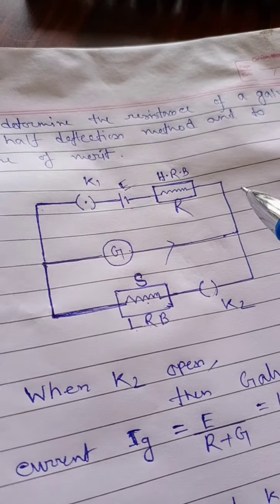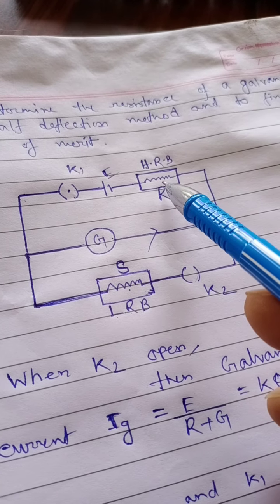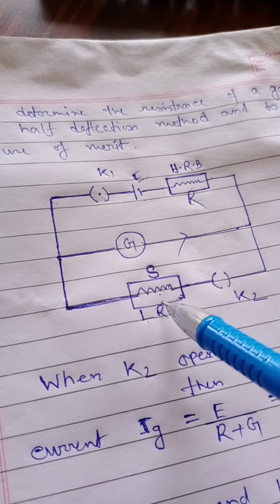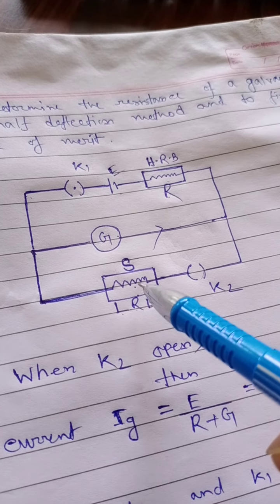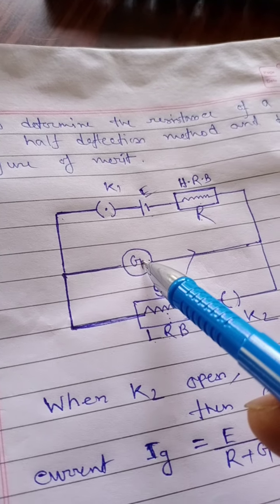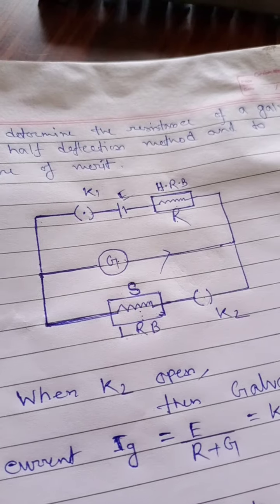So in this circuit we use the high resistance box, and the resistance applied here is named R, and we use the low resistance box. The name of the resistance applied is S. The galvanometer is connected here, and these are the two keys K1 and K2.